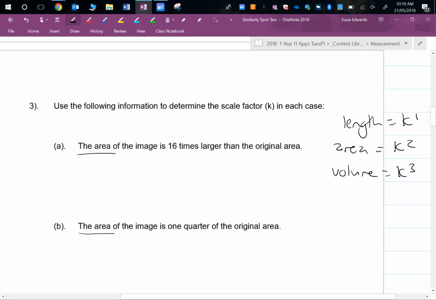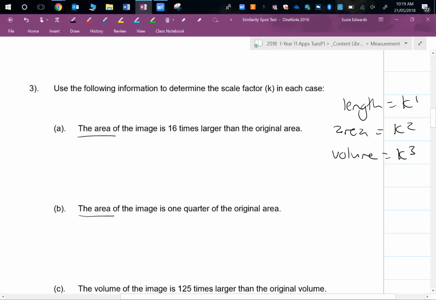Okay, so the area of an image is 16 times larger than the original area. So we're saying to get from this area of something to here, it's going to be 16. Now, because it's area, it's saying K squared is 16. So therefore, what does K equal?